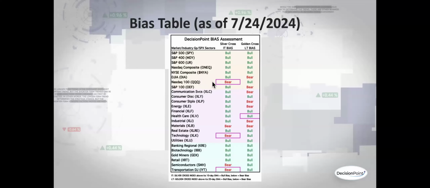Yesterday, the NASDAQ 100 lost its bullish bias. The silver cross index crossed below its signal line. So now we have a bearish bias for the NASDAQ 100. The other ones that are still struggling are materials. They currently have a bearish bias, but technology also had the silver cross index move below the signal line. So currently the bias for technology is now bearish.